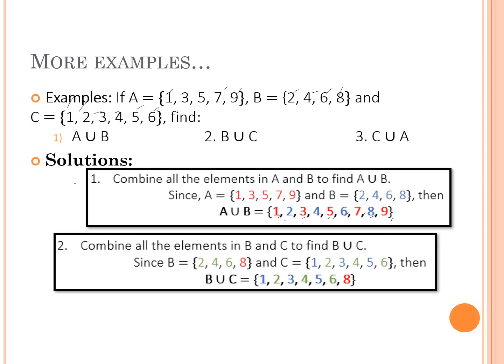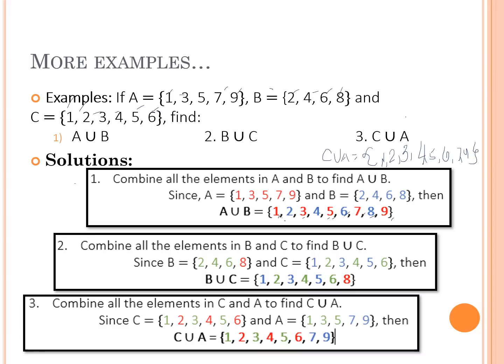Next, number 2, the union of set B and set C is 1, 2, 3, 4, 5, 6, and 8. Again, that is 1, 2, 3, 4, 5, 6, and 8. For the union of set C and set A, we simply combine. I'm going to write it here. So we have 1 is the lowest number, followed by 2, followed by 3, 4, 5, 6, and then 7, and then 9. Okay, so that is the answer to number 3.